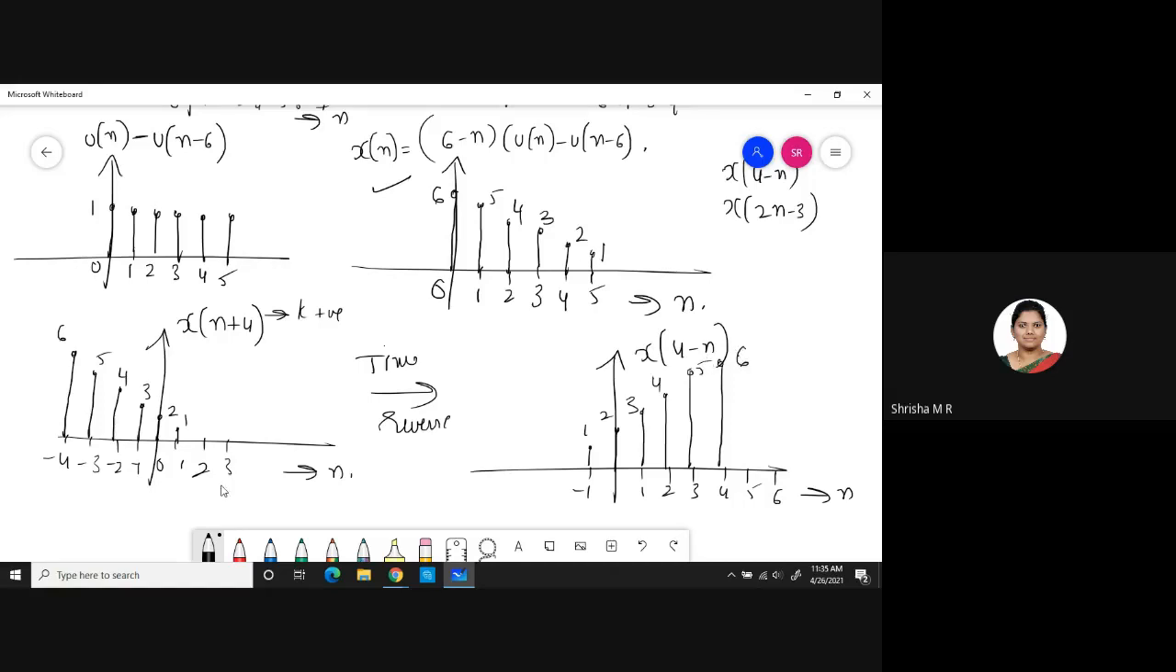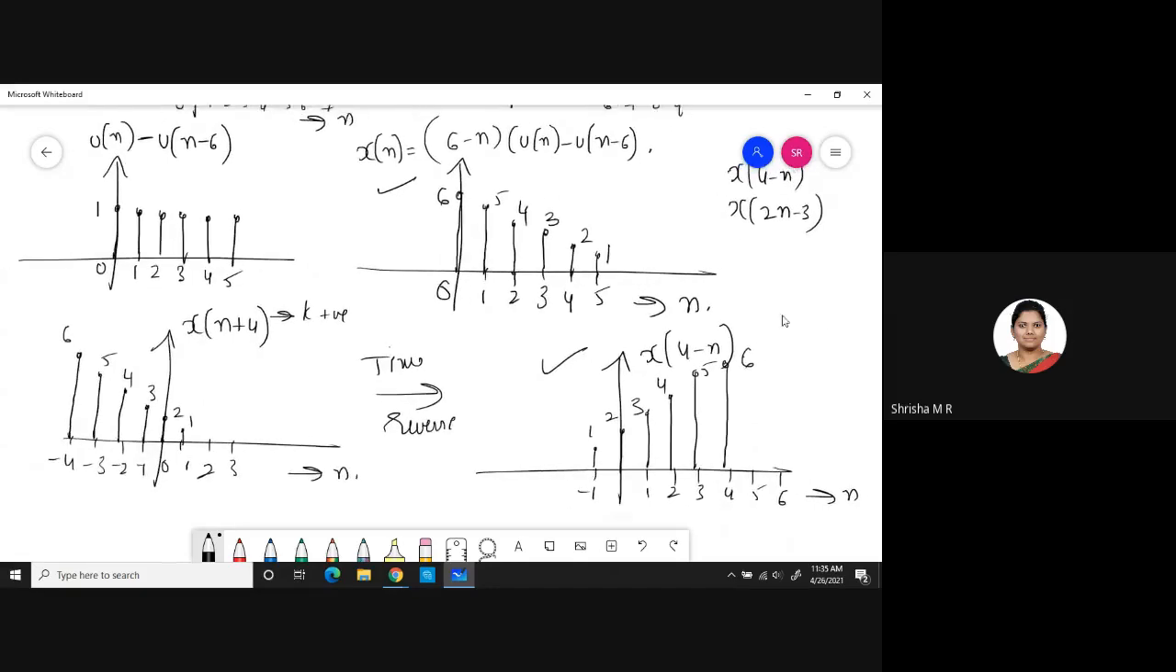Okay, so I'm taking the mirror image of this, the time reversal. If I fold this with respect to the vertical axis, whatever is at 1 will go to minus 1, and whatever is at minus 4 will go to plus 4. Just folding, or mirror image. So this is my x of 4 minus n. Quickly we'll do x of 2n minus 3.